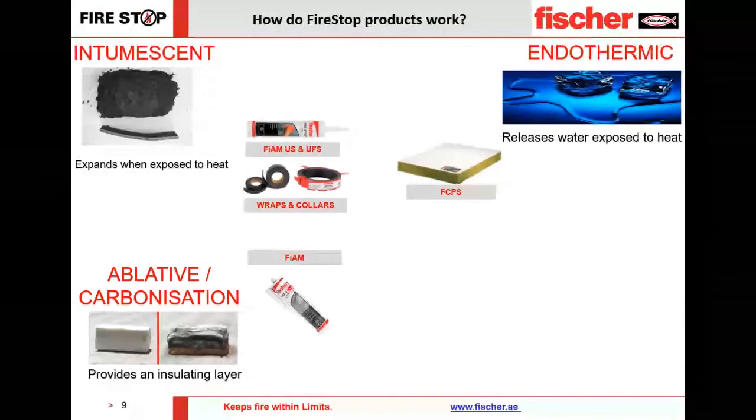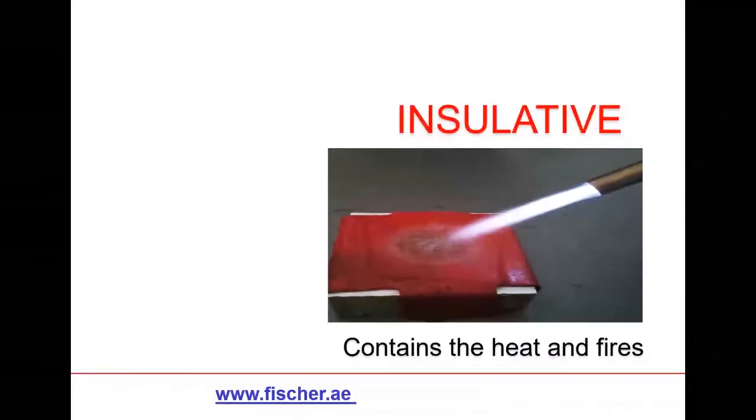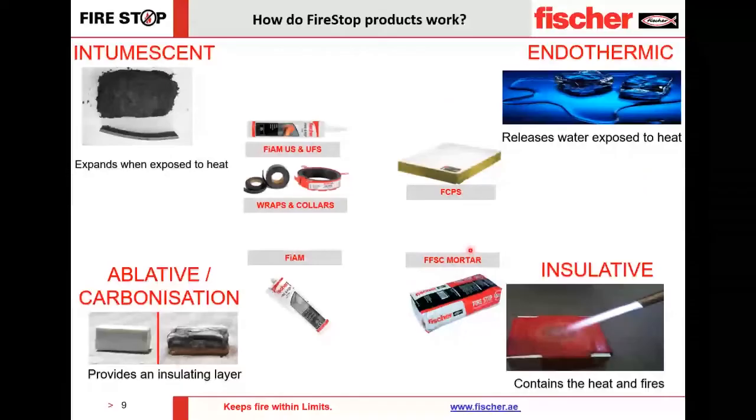Lastly, we have products which work on the principle of being just insulative. So what you see here in this image is a Fischer intumescent putty pad. All that the putty pad does is prevent flame and smoke from passing through it because it does not disintegrate when exposed to extreme heat. Similarly, we have a product called mortar, which would prevent passage of smoke, flame, and gases through it just by being present and not disintegrating when exposed to flames.